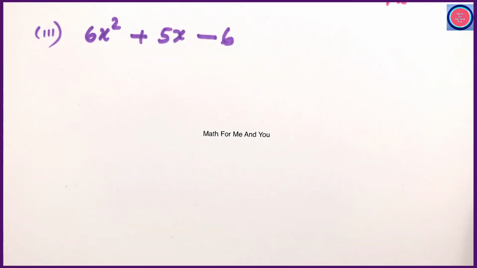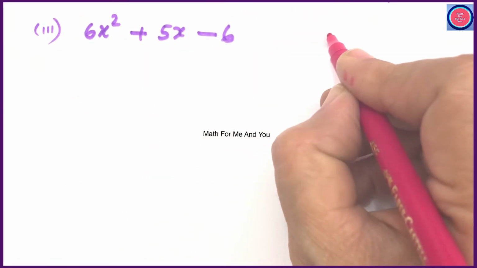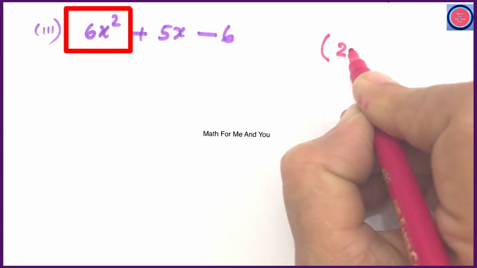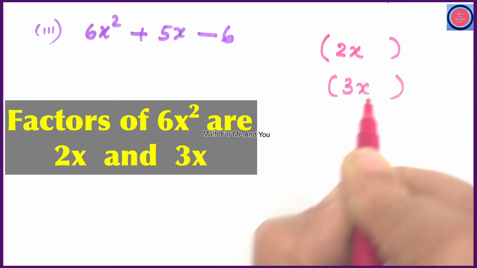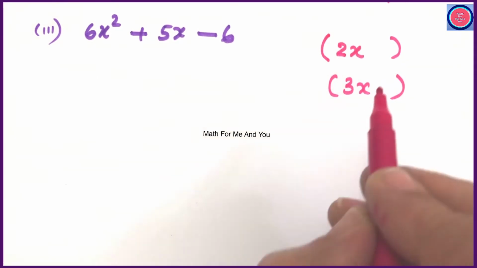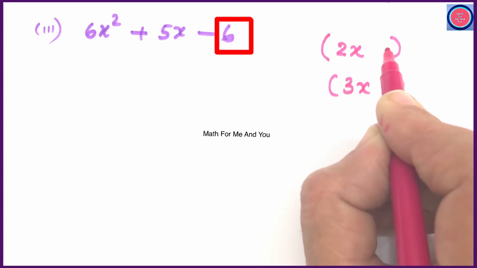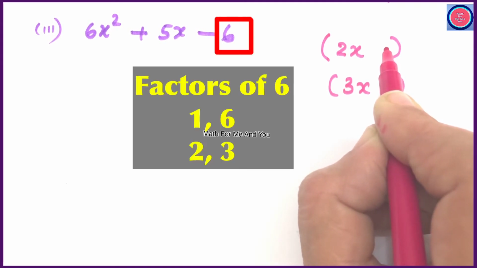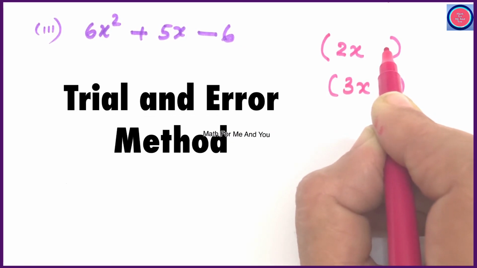We can factorize this by splitting the middle term 5x. For that, we will start with the first term 6x square. What are the factors of 6x square? 2x and 3x. So we write 2x in the first bracket, 3x in the second bracket. Now we need to write a number with the 2x and 3x. Which numbers will we write? We will use the factors of 6. But the factors of 6 are 1 and 6, and 2 and 3. Which are the correct pair? Which two numbers will we write here? That we have to try. We have to check by using the trial and error method.